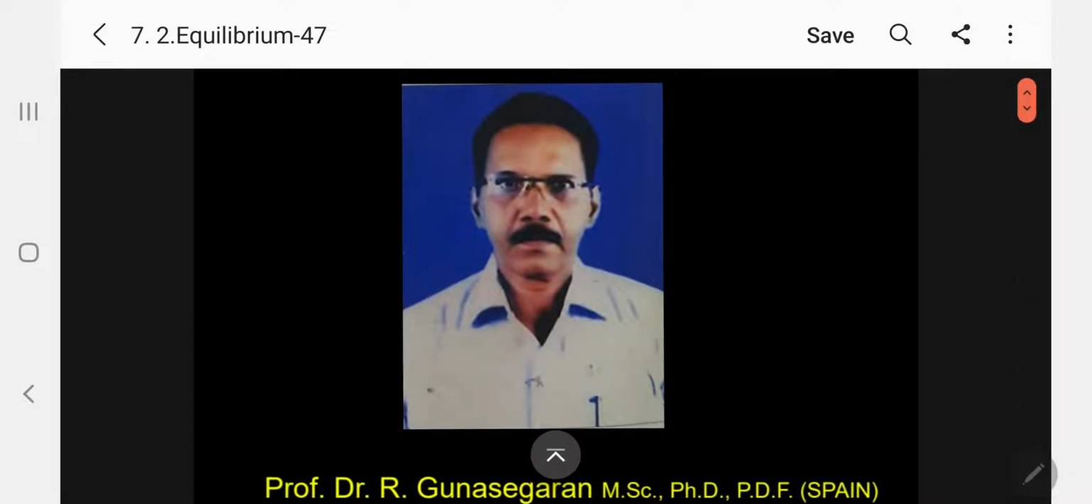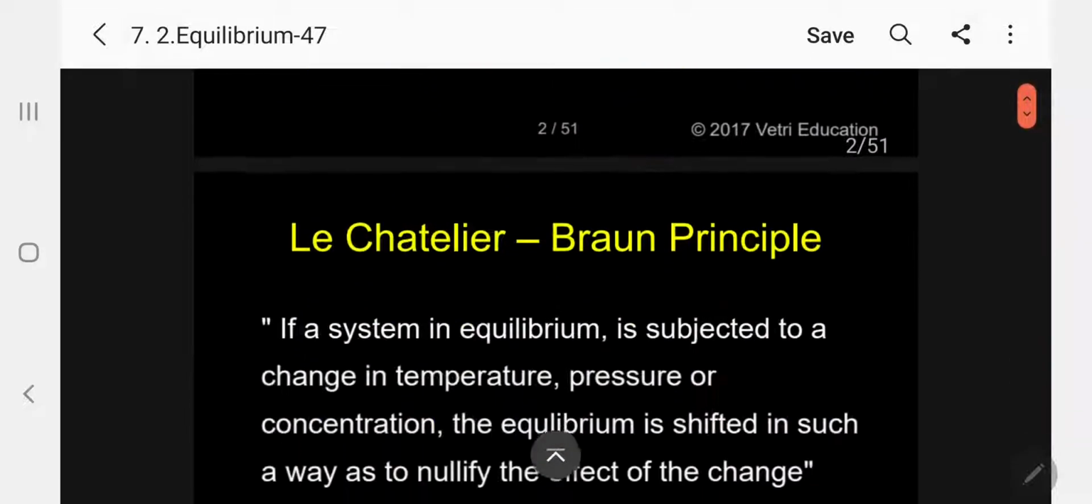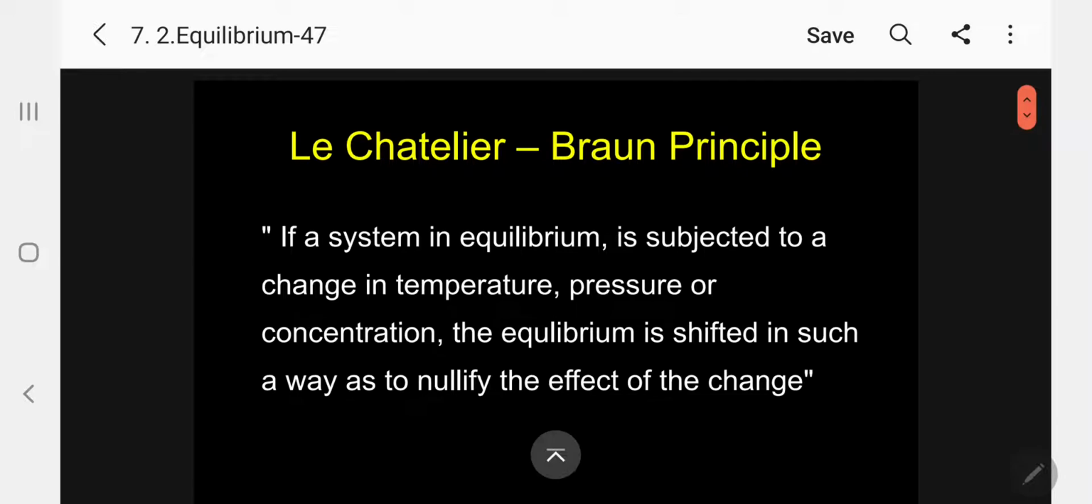I am Dr. R. Gunasekaran, Professor of Chemistry, taking class for you. So today, let me start with the Le Chatelier-Braun principle. This is the most important unit. Definitely one question will be asked under this. What is the Le Chatelier-Braun principle? Let me read the definition. Kindly listen.